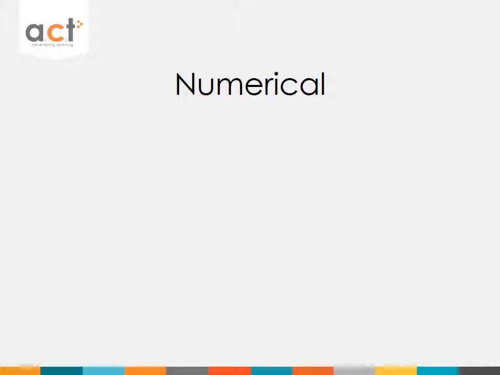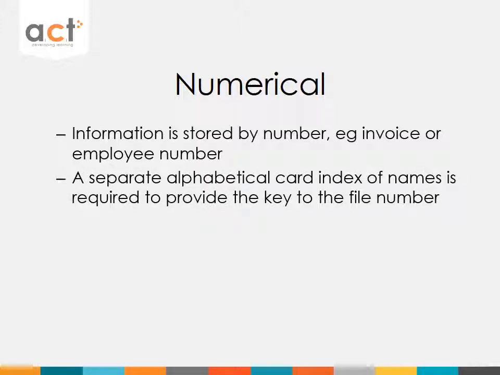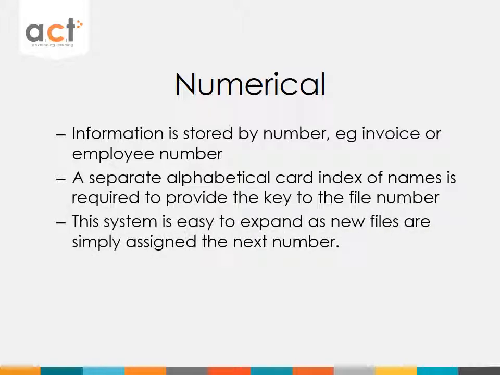In a numerical system, information is stored by number, for example an invoice or an employee number. A separate alphabetical card index of names is required to provide the key to the file number. This system is easy to expand as new files are simply assigned the next number.